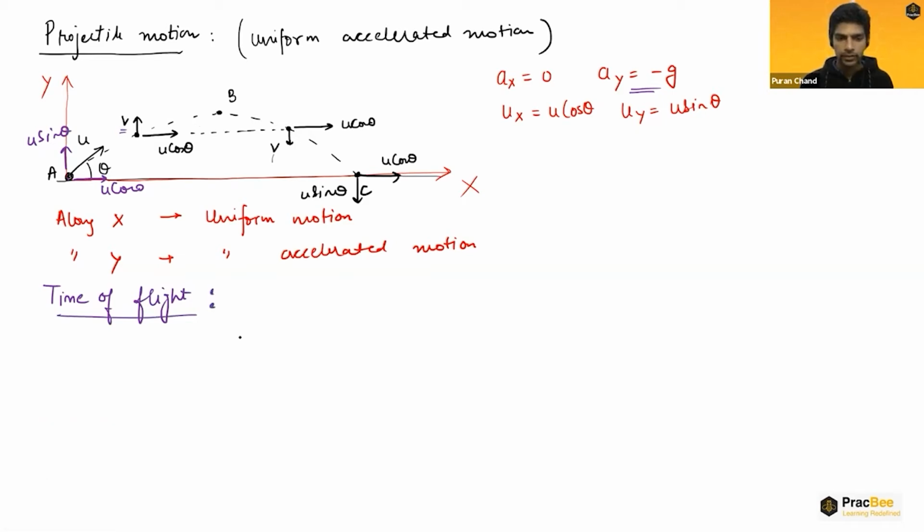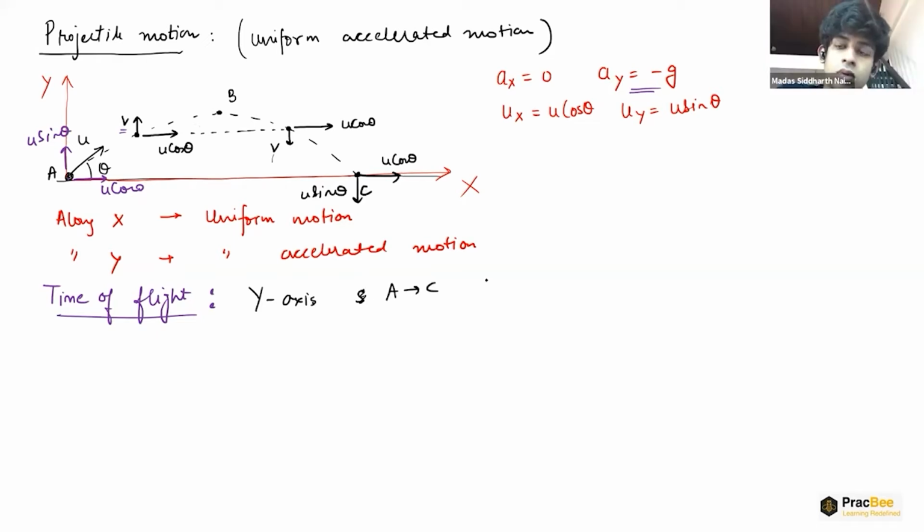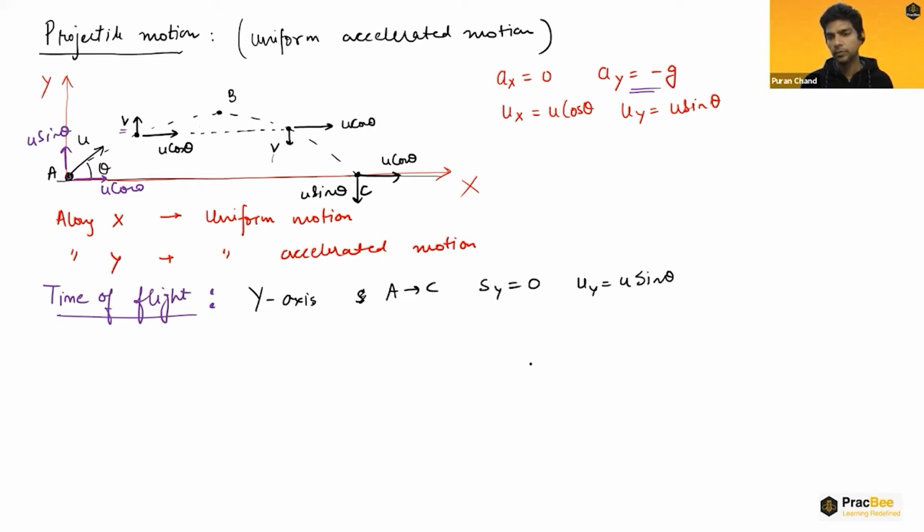So for that, we will consider the vertical direction. In the y-axis, you can see that the particle goes from A and reaches C. The displacement in the y direction is 0, right? From A to C, your displacement in the y direction is 0. Clear? And your initial velocity is u sin theta. Let us say the time taken from A to C is t.